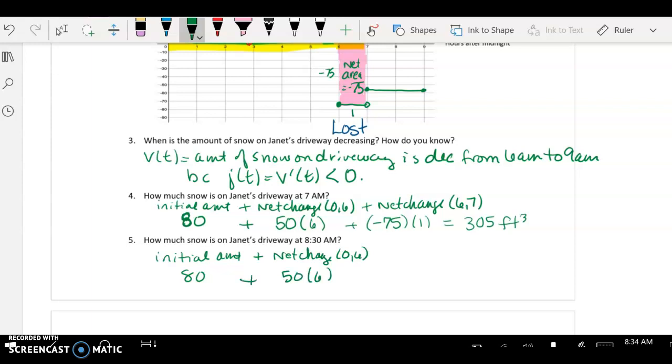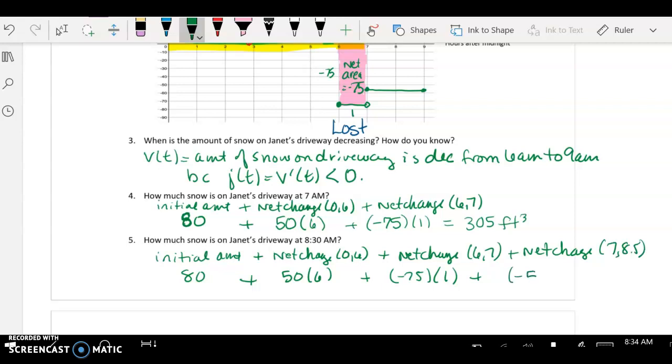We add that in. We still have our net change from 6 to 7, which is our negative 75 times 1. But now we also have a net change from 7 to 8.5, until 8:30. And so for that one, we're going to have a rate of negative 58 times 1.5 hours. And of course, we just do the arithmetic. We add that up. We're going to be at 218 feet cubed.